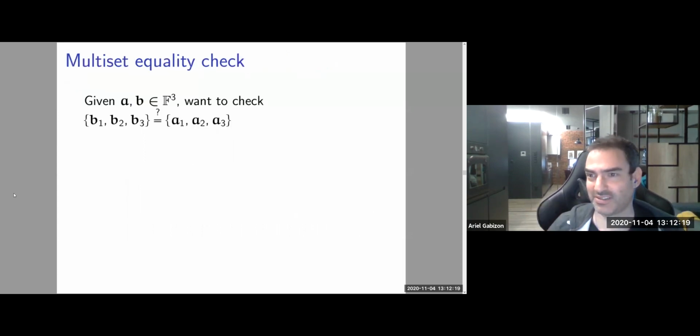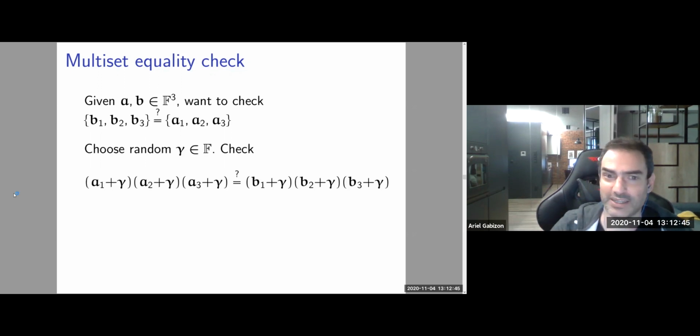All right, so now let's see a common example of such a protocol. It's going to be for multiset equality check. So forget polynomials for one second. Suppose I had two vectors, and I want to check that they're equal as multisets. The simple point I want to illustrate is that I can reduce the multiset check to one product check with randomness.